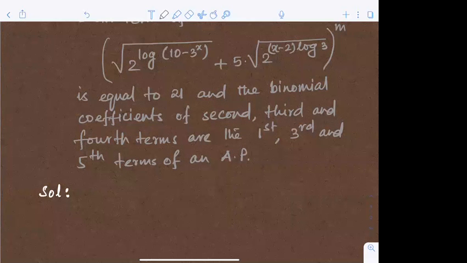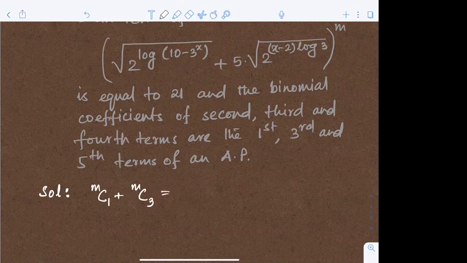তাহলে কি আমরা লিখতে পারবো যে MC1 plus MC3 equal to 2 times MC2, কারণ binomial coefficient of the second term, third term and fourth term are first, third and fifth term of an AP. যদি first, third and fifth term হয় of an AP তাহলে কিন্তু তারা AP তেই আছে। So A plus C equal to 2B এরকমই হবে। এটা ক্লিয়ার?